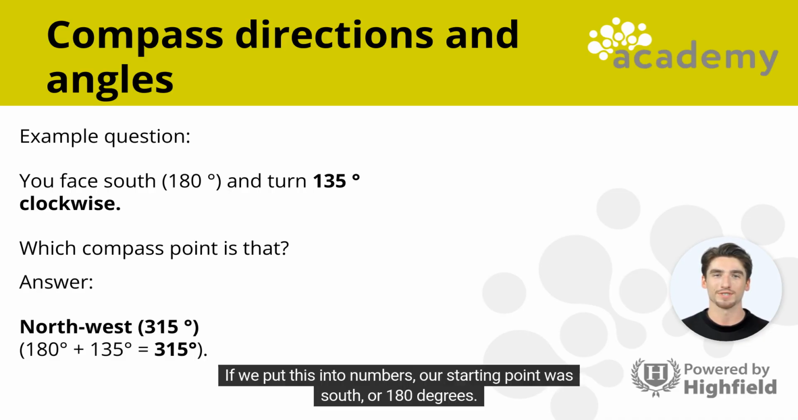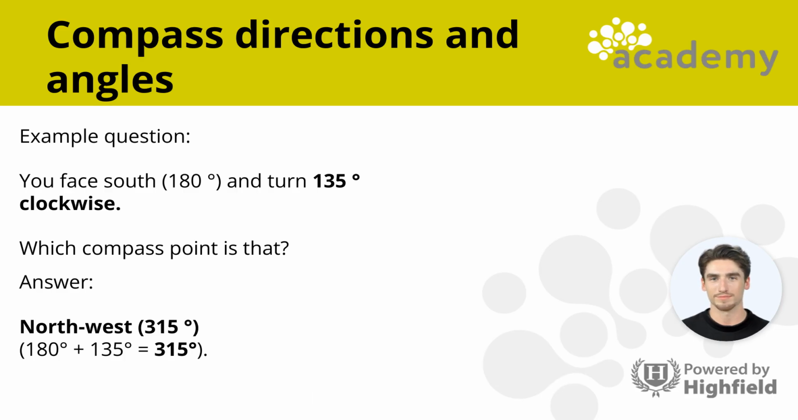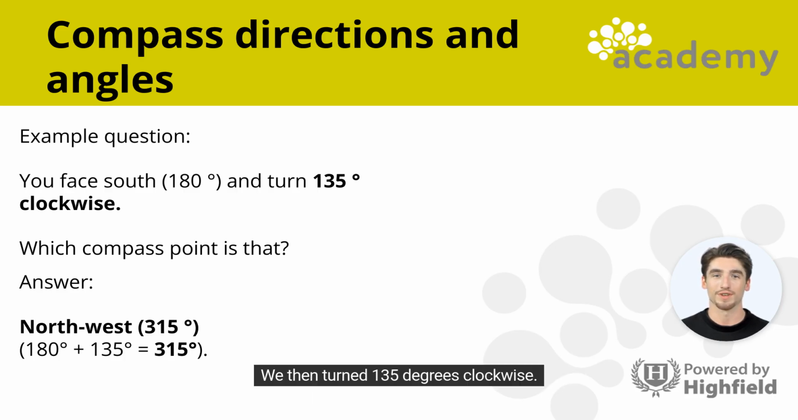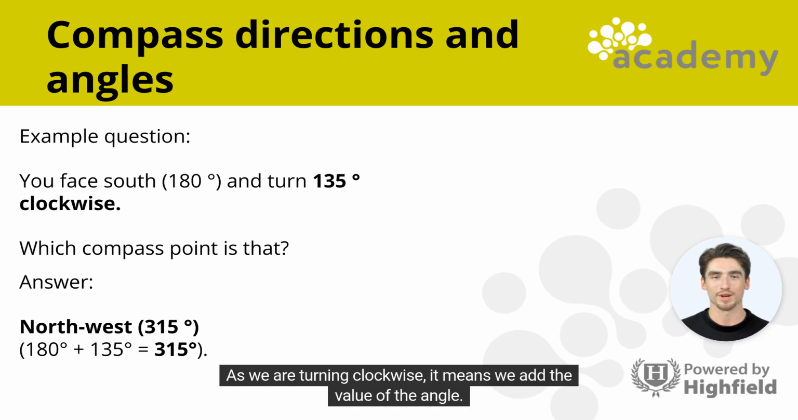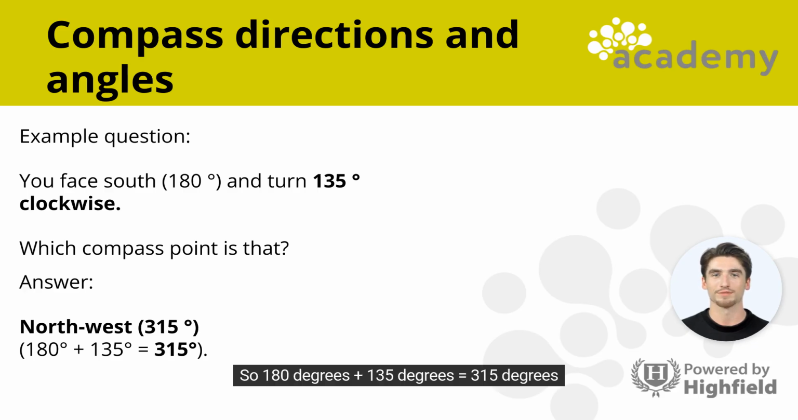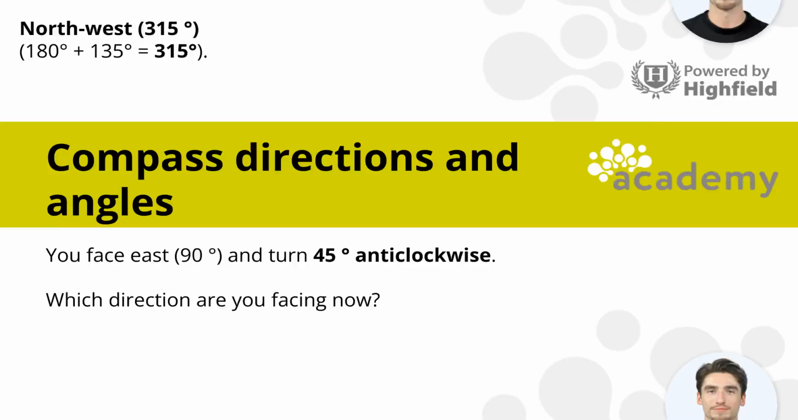If we put this into numbers, our starting point was south, or 180 degrees. We then turned 135 degrees clockwise. As we are turning clockwise, it means we add the value of the angle. So 180 degrees plus 135 degrees equals 315 degrees.